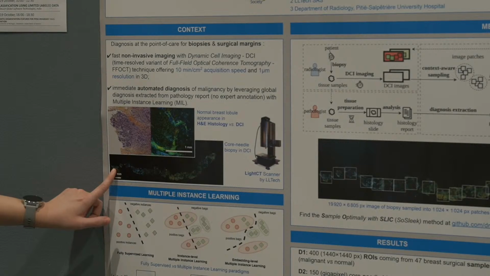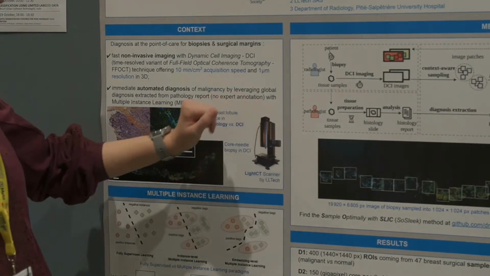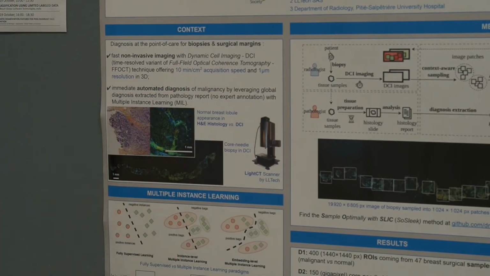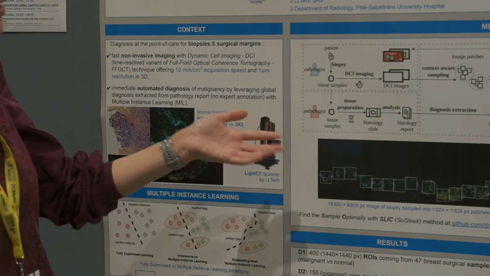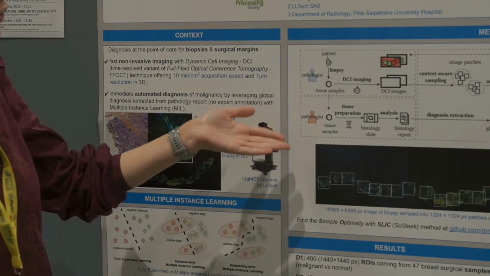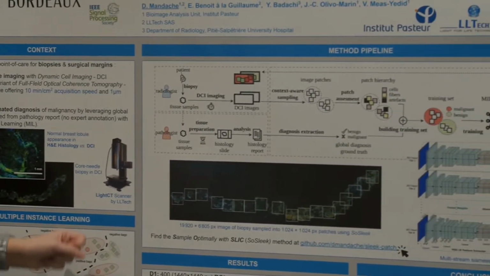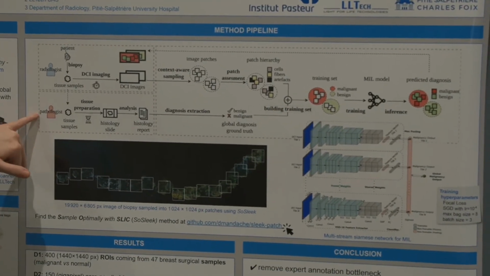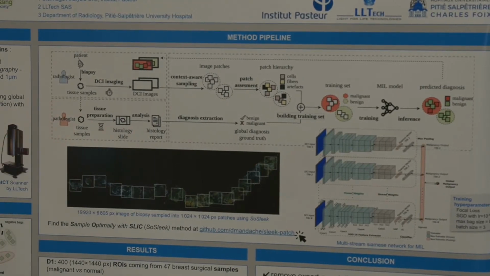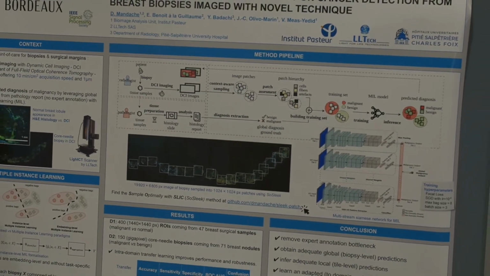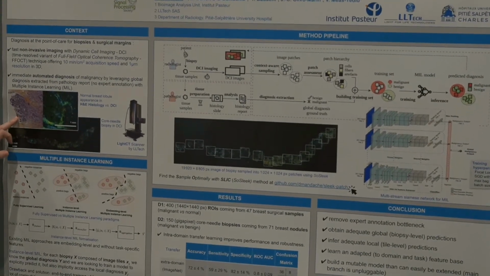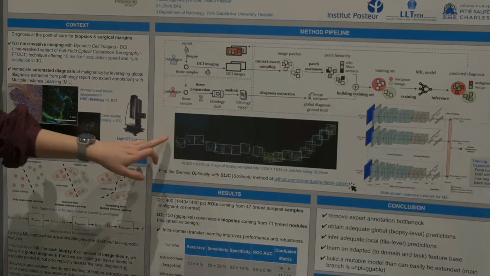But the problem with this imaging is that it's not very known by doctors, so it's very hard to have a true diagnosis based on this. So this is where my work comes in, to do an automated diagnosis on these images, and to use the diagnosis produced by the pathologist on this gold standard imaging, for which we have a lot of information, and it's very robust, and it's been around for maybe tens of years.